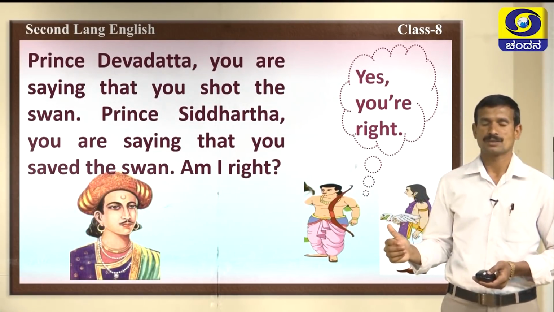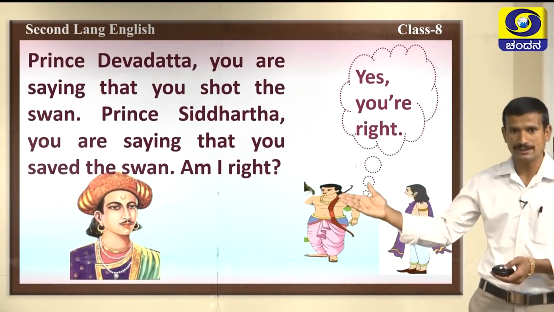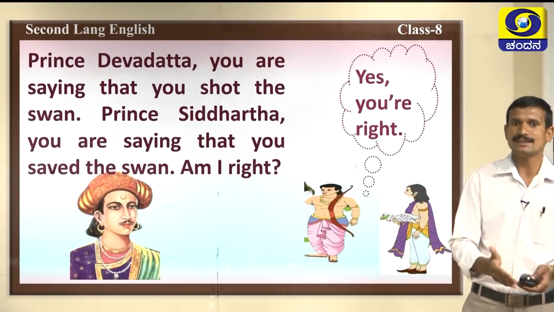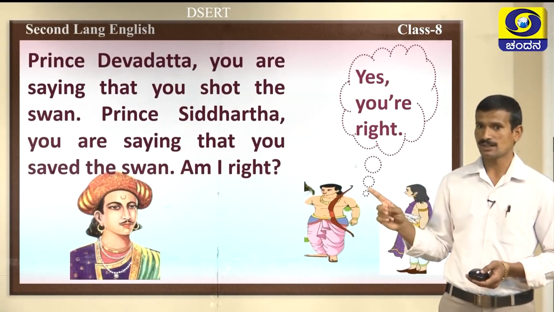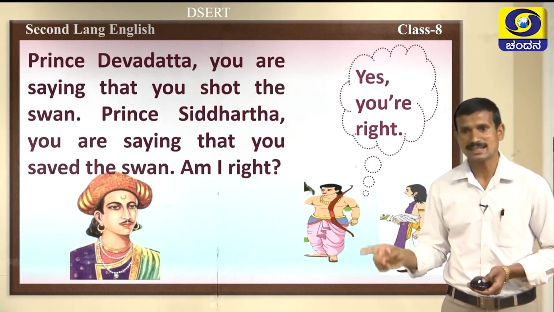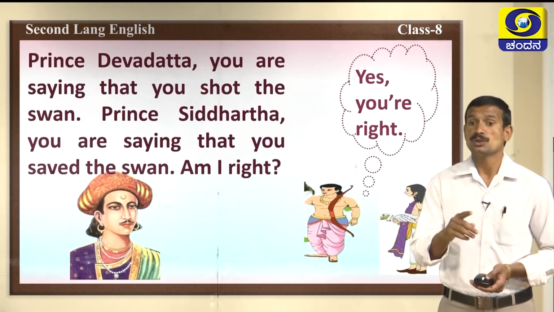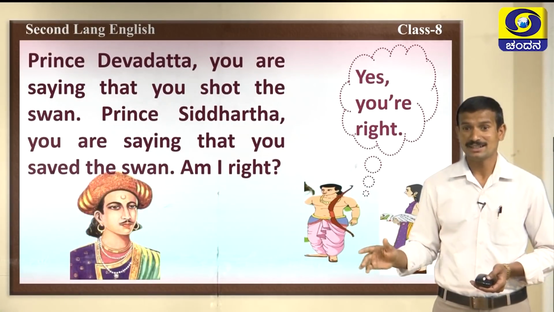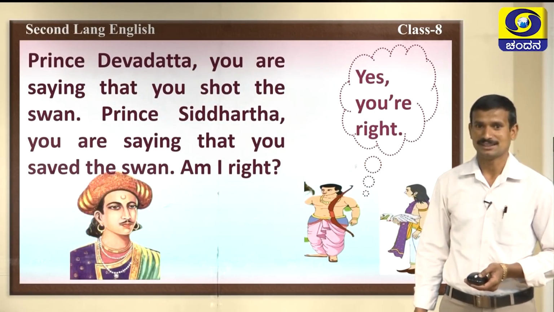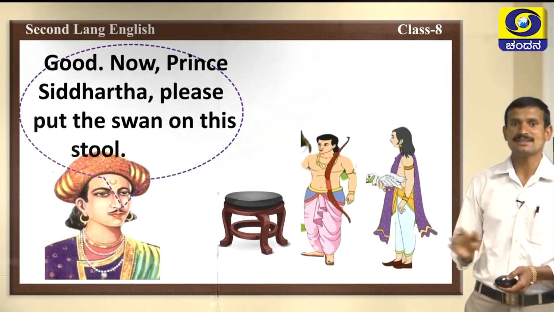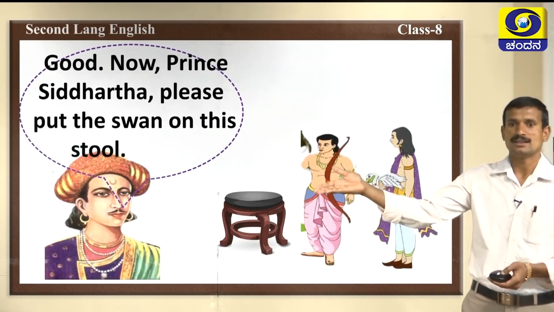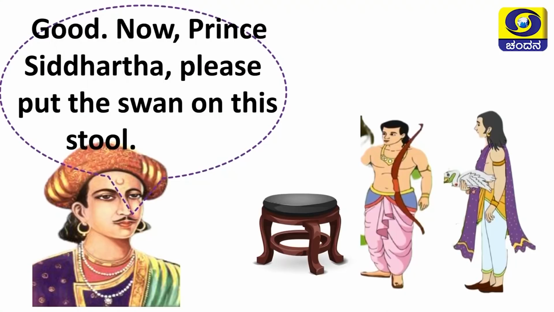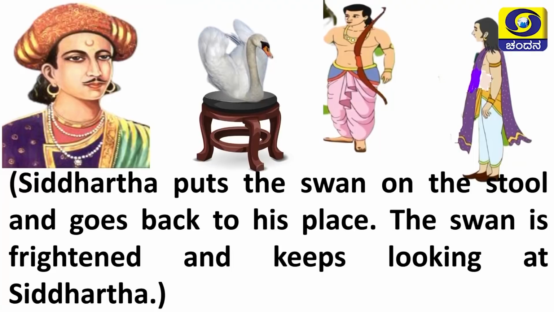Prince Devadatta, you are saying that you shot the swan. Prince Siddhartha, you are saying that you saved the swan. Am I right? Both of them say that yes, you are right. Now, good. Prince Siddhartha, please put the swan on the stool. Siddhartha puts the swan on the stool and goes back to his place.